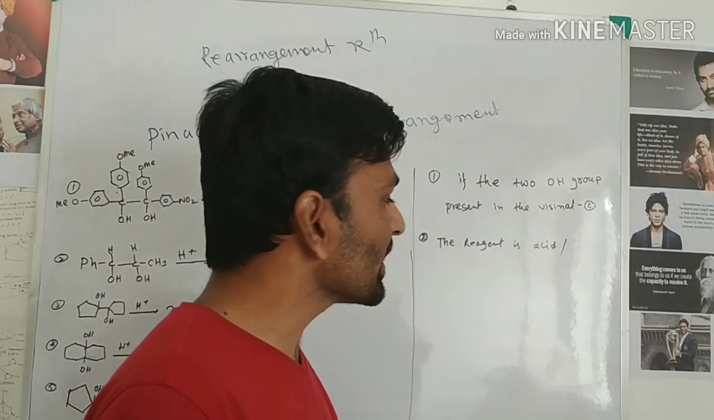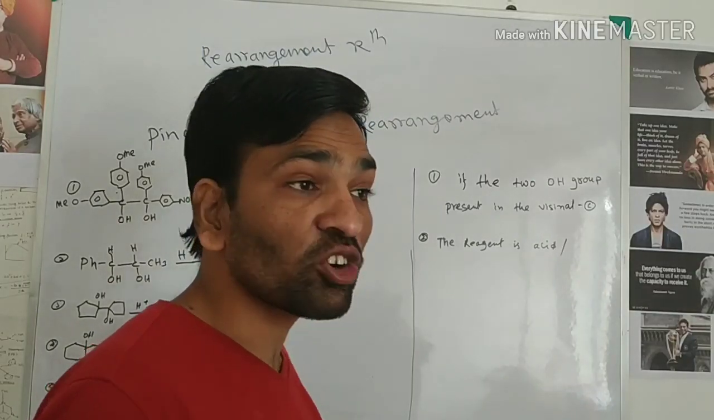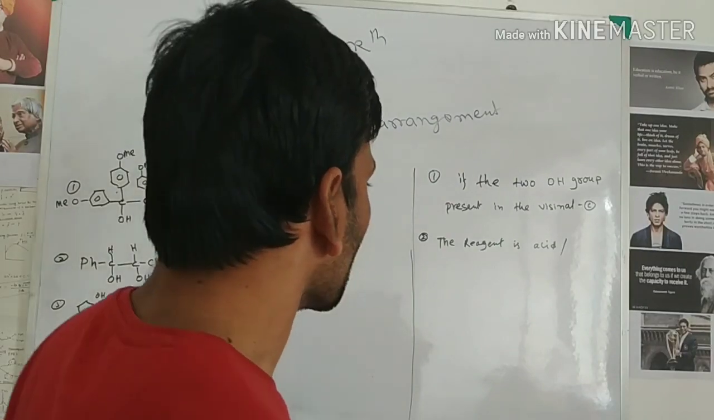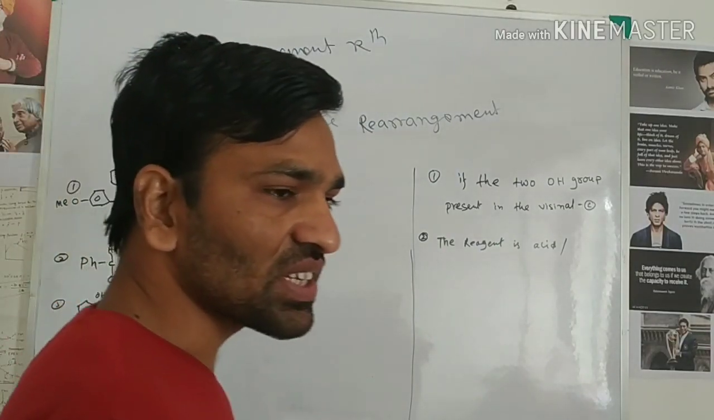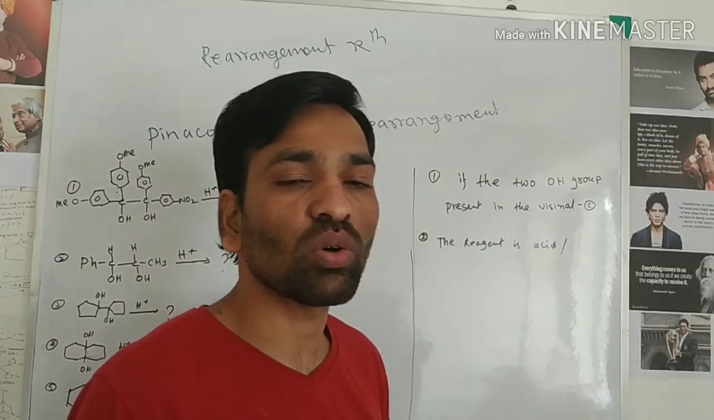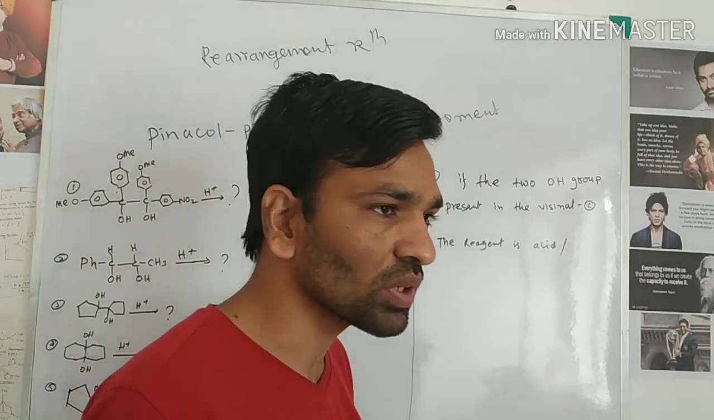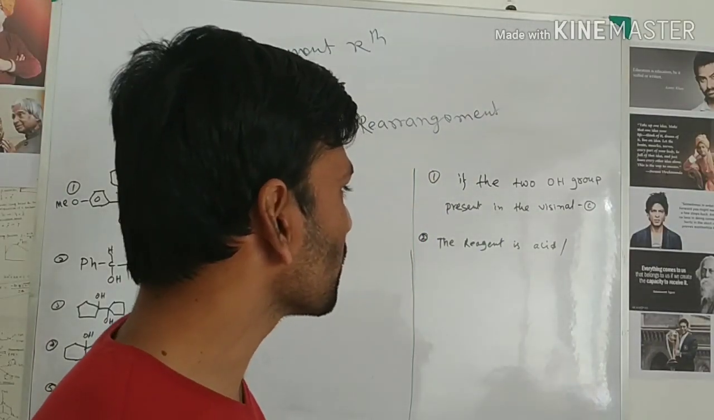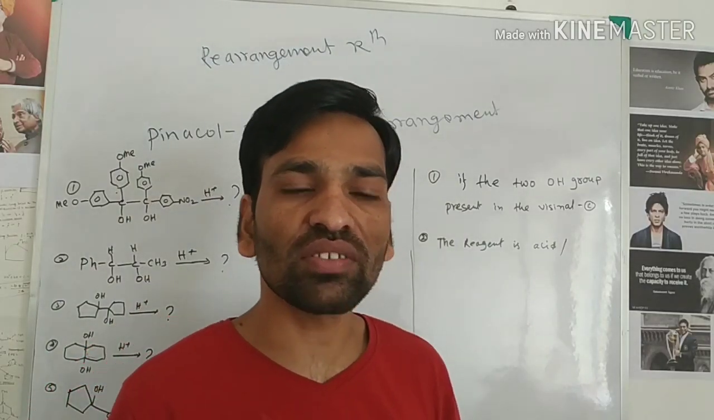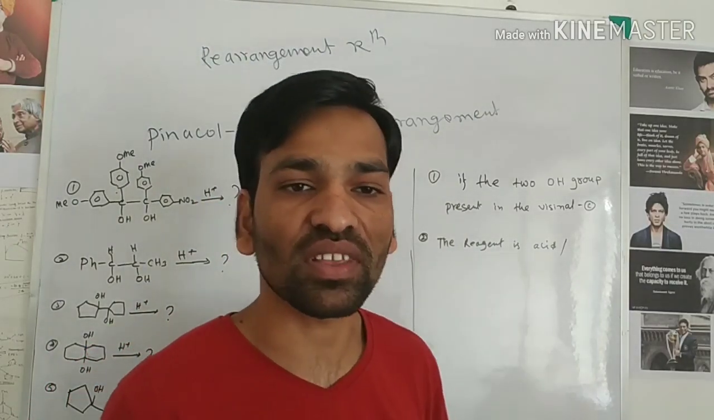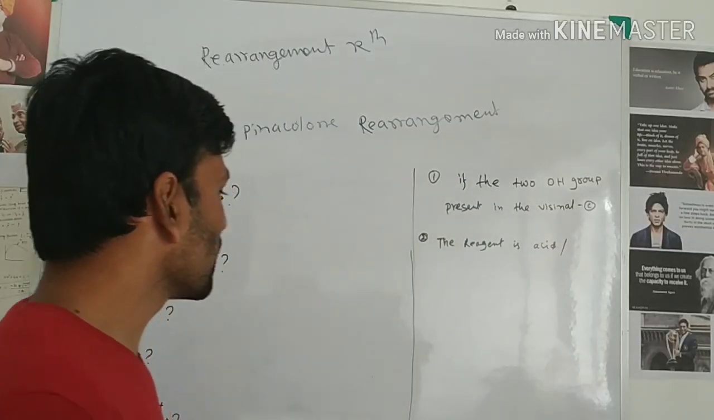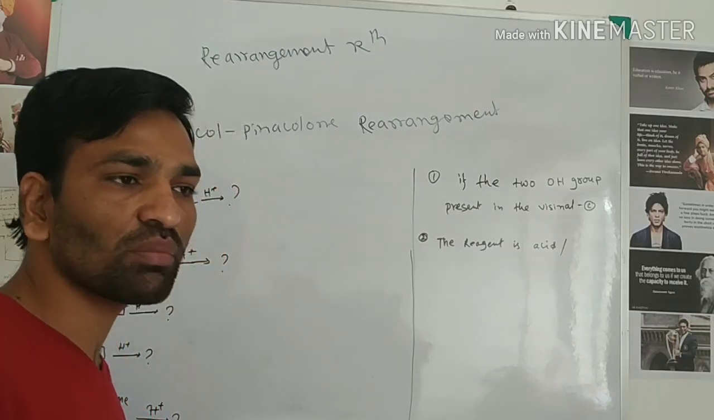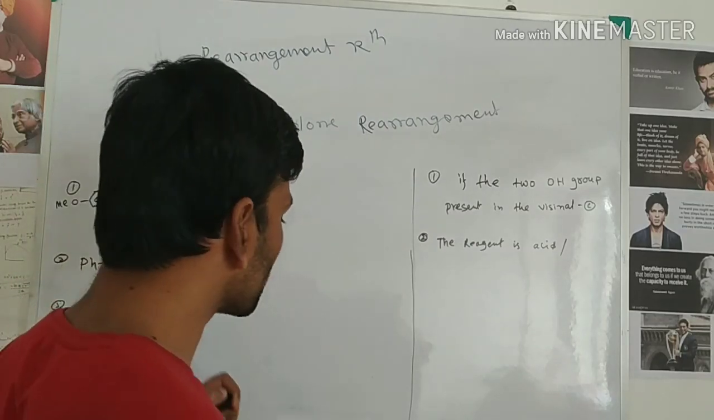The migrating aptitude depends upon the electron donating ability of the group. That means the rearrangement reaction involves the movement of the migrating group with the bonding electron pair. That means the bonding electron pair is moved to the electron deficient center. Here I will discuss some migratory aptitude of these groups.